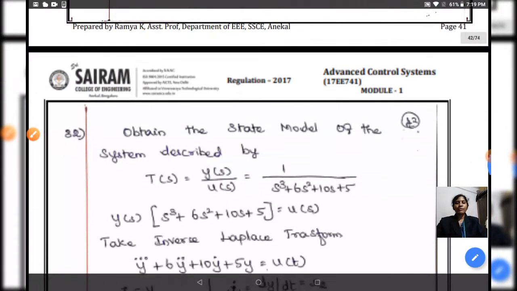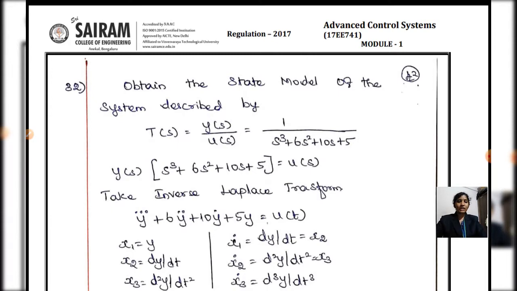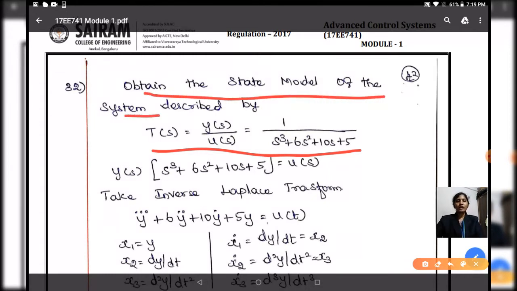The next problem is state variable representation by the transfer function approach. That is, the problem will be given in the form of a transfer function. This is the general form of solving. Here T of s is equal to Y of s divided by U of s, which is equal to 1 divided by s cube. So it is the given transfer function. You need to obtain the state model of the system described by this transfer function.